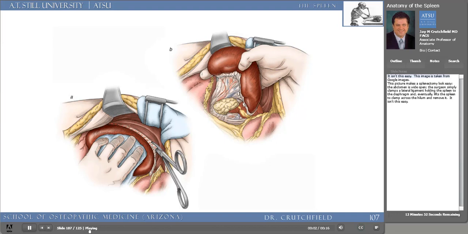This picture makes a splenectomy look easy. The abdomen's wide open. The surgeon simply transects the lateral ligament holding the spleen to the diaphragm and lifts up the spleen to clamp it and remove it. It's not this easy.